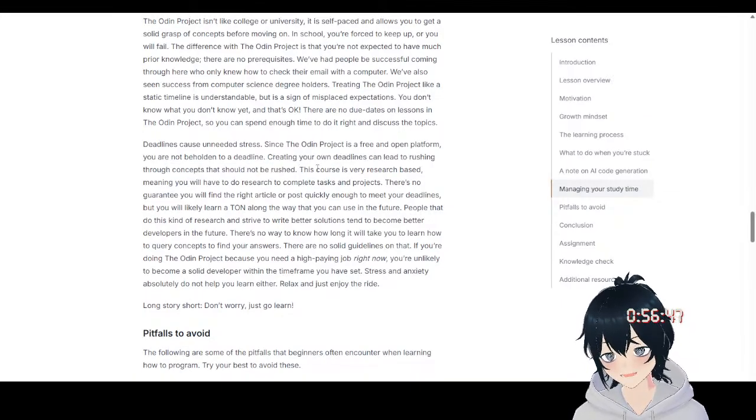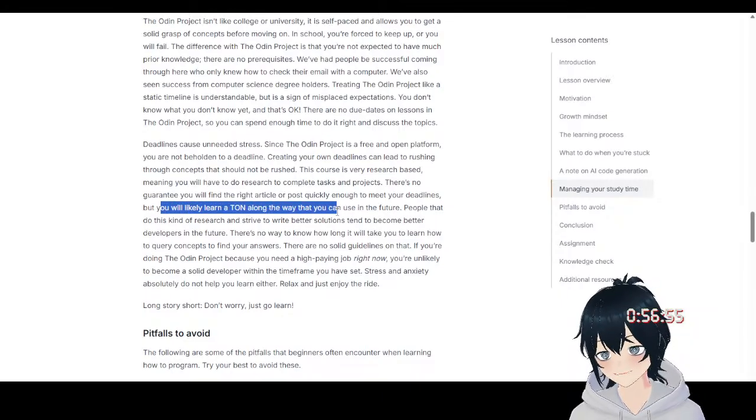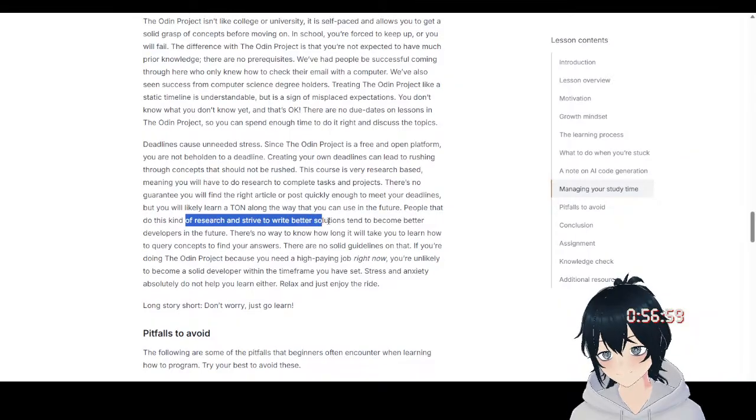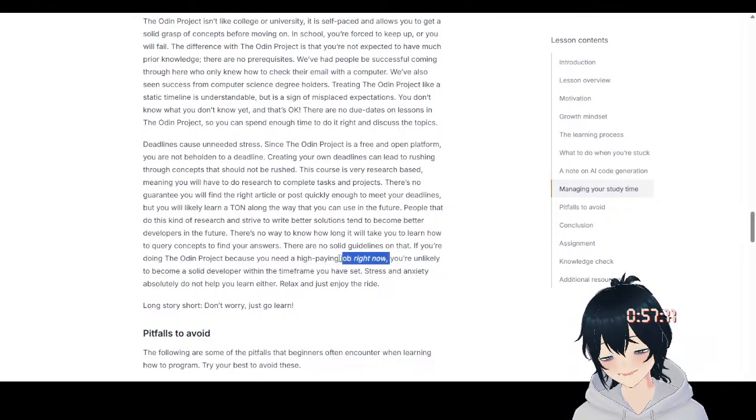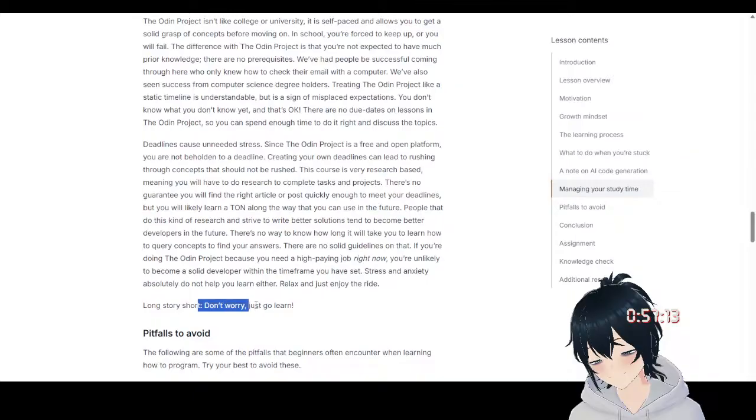That should not be rushed. Research based, there's no guarantee to meet your deadlines. You'll likely learn a ton along the way. People that do this kind of research will try to write better solutions and become better developers in the future. No way to know how long. No solid guidelines for that. We're doing a high-paying job right now. Yeah, I think I'm cooked. Okay, yes.